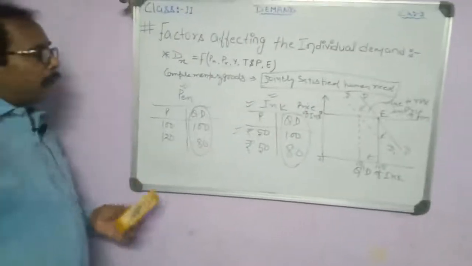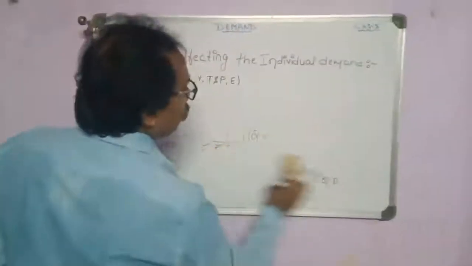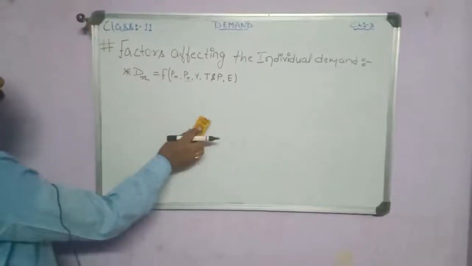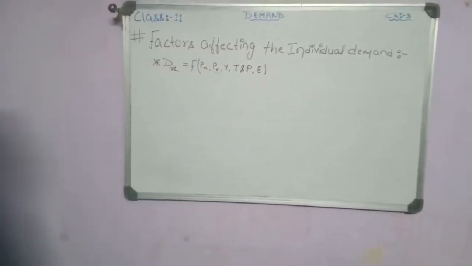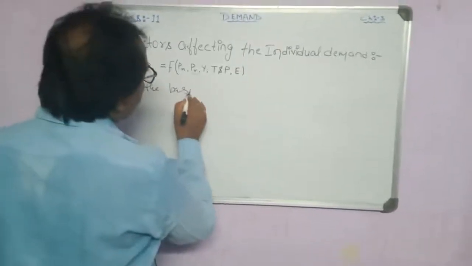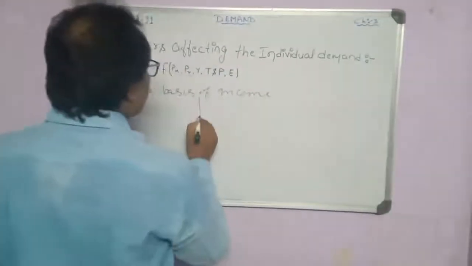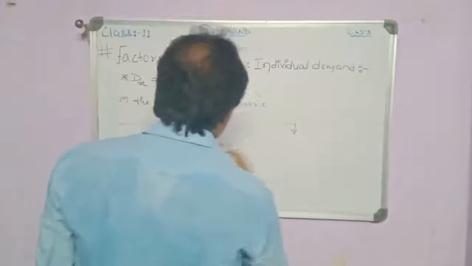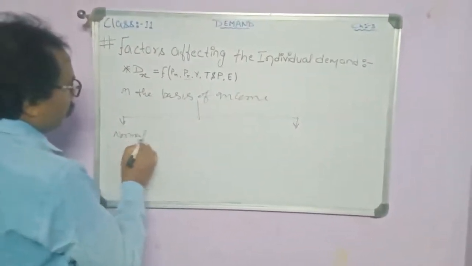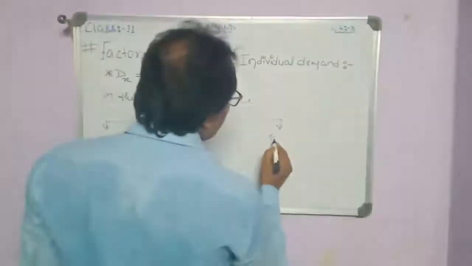Now come to the Y. Y is known as income. So how does income affect demand? On the basis of income, the commodity can be divided into two parts. So first is the normal goods, and second is known as inferior goods.